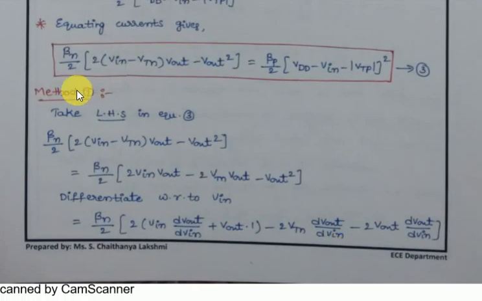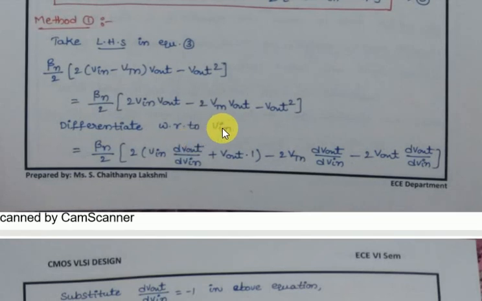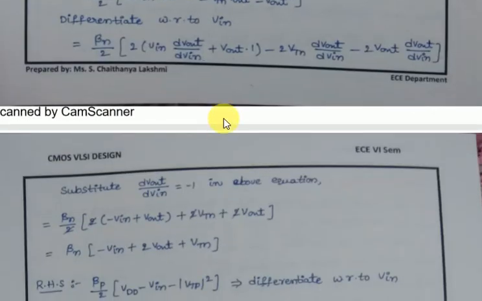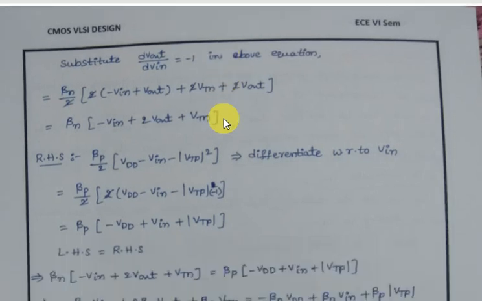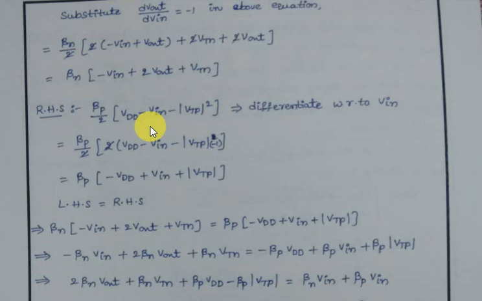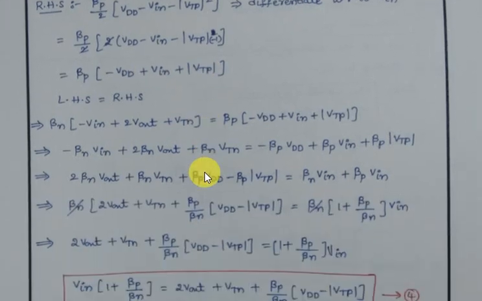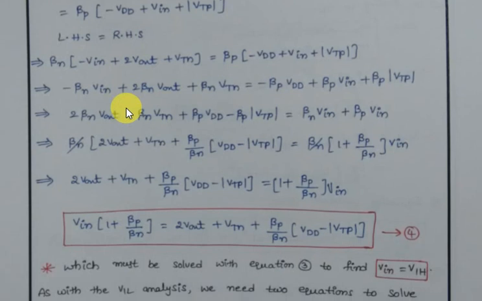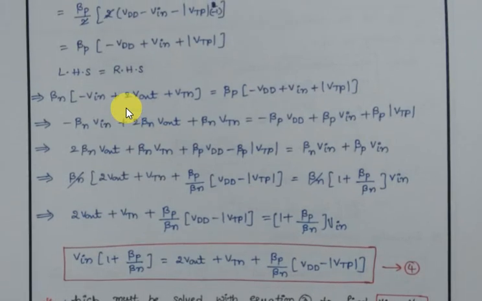And for method one, this is one equation. For calculating the second equation, we took the LHS side and differentiated with respect to Vin, and again we substituted dVout by dVin as minus 1, and we got this beta n on the LHS side. Again we took the right hand side and differentiated with respect to Vin, and we cancelled this 2, and we got beta p times minus VDD minus VTP.